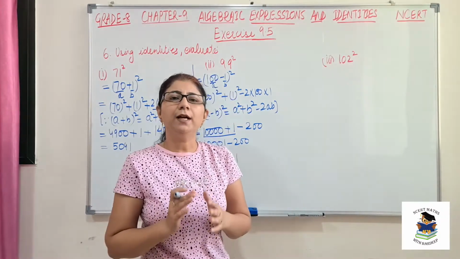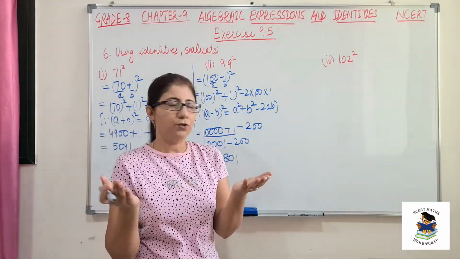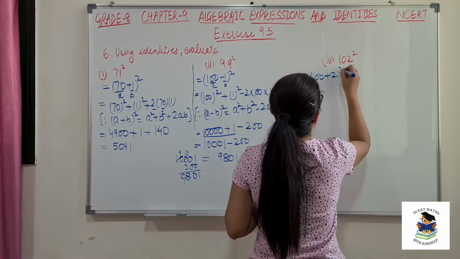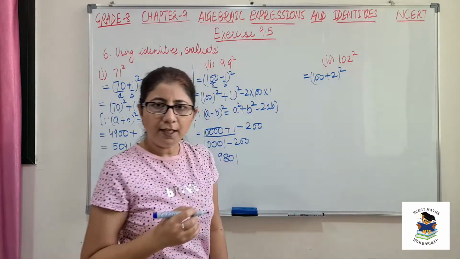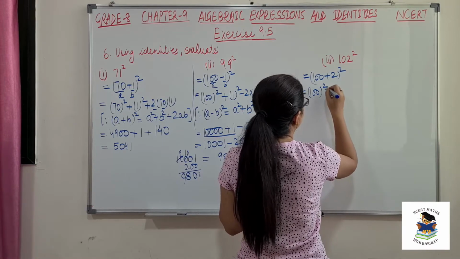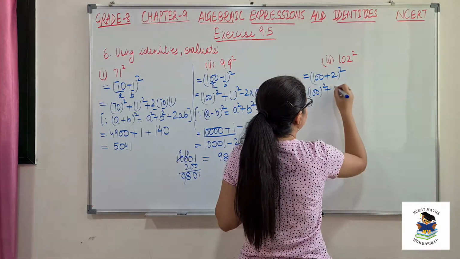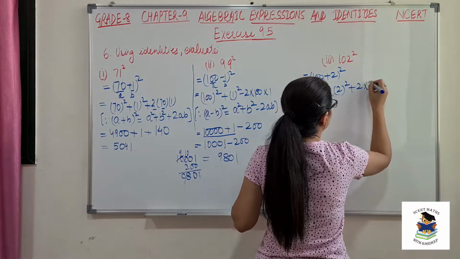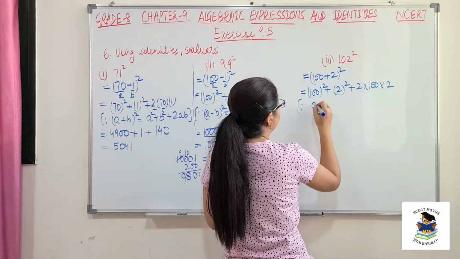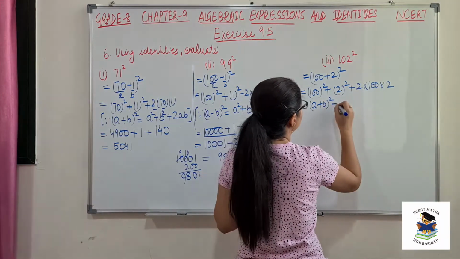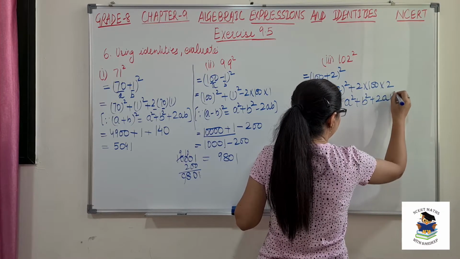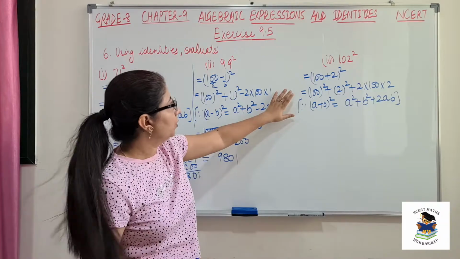So 102 can be written as 100 plus 2. So we will write this as (100 plus 2) whole square. Again this is (a plus b) whole square. So (a plus b) whole square means a square, that is 100 square, b square means 2 square, and 2 into a into b. We will write here because (a plus b) whole square is equal to a square plus b square plus 2ab. So now we will solve this.